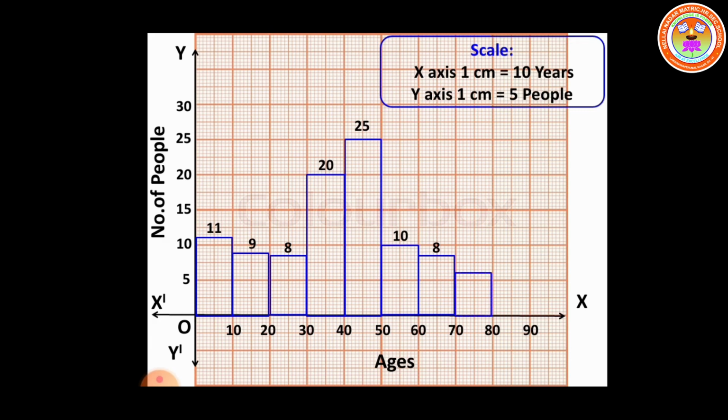So this rectangle has the height 6. For the class interval 80 to 90, they have given the frequency is 3. 3 means from the starting, the 6th line will be the count 3. So draw the rectangle of height 3 and write the frequency as 3. So this is the histogram of the given data.